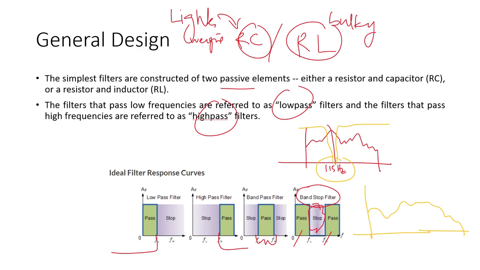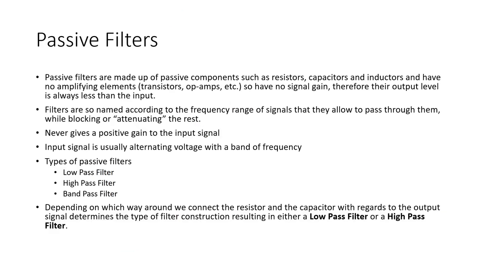Now coming to passive filters. Passive filters are made up of capacitors, inductors and resistors and have no amplifying elements. This is the basic definition of a passive filter: it will have no amplifying element and will consist of these three components, R, L and C. It means that the output can never be greater than the input. So the gain in voltage or current can be less than or equal to 1. Again, we have three types of passive filters: low pass, band pass and high pass filters.